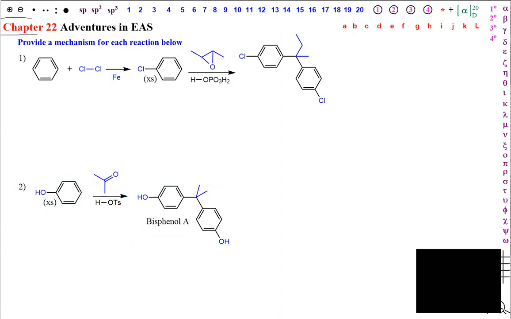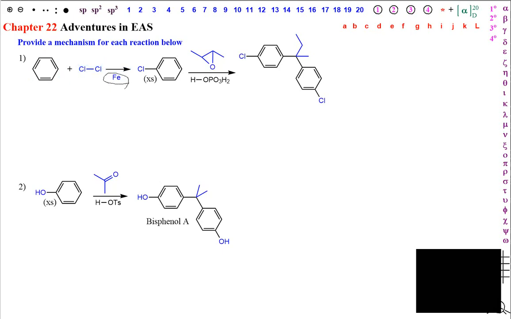In this video, we're going to explore a couple reaction mechanisms involving electrophilic aromatic substitution. It's strictly a mechanism video. We're going to provide a mechanism for each reaction below. Here we're starting off with the chlorination of benzene using chlorine and iron.